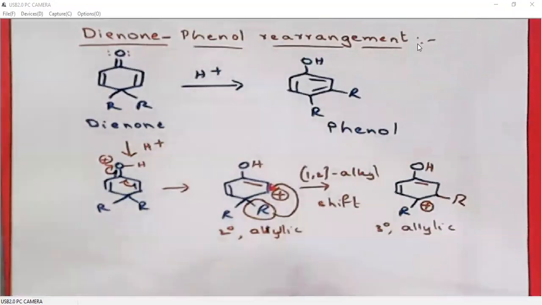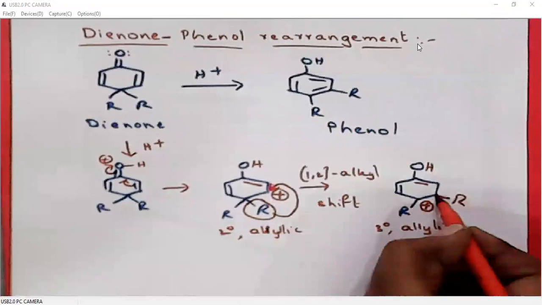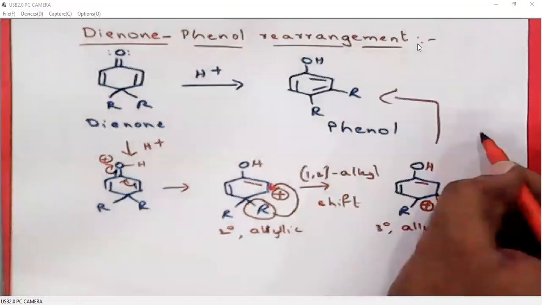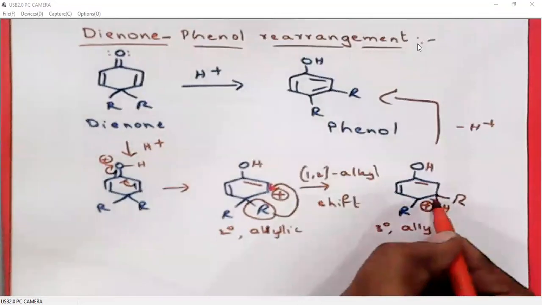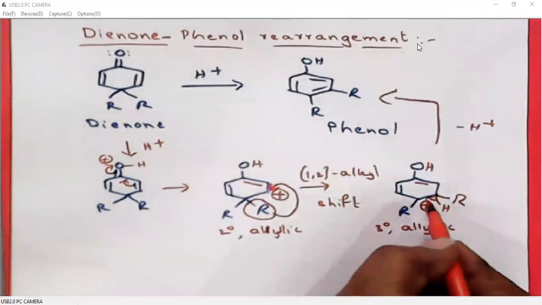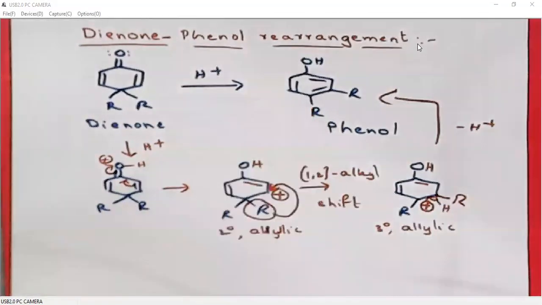Now, loss of hydrogen H plus from this carbon generates the third double bond, so that it becomes phenol. So this is what is called dienone phenol rearrangement. Obviously they will occur via either 1,2 alkyl shift or 1,2 hydride shift.